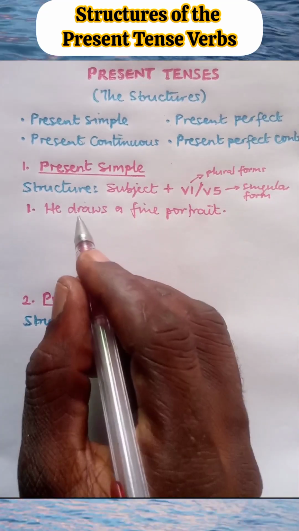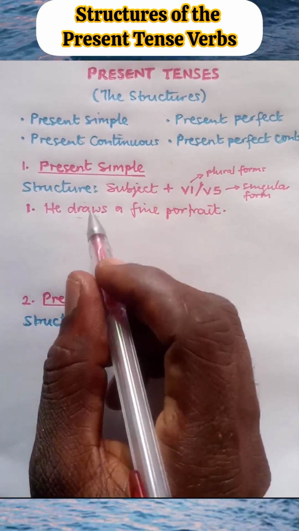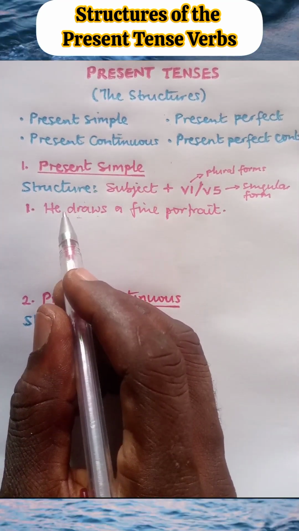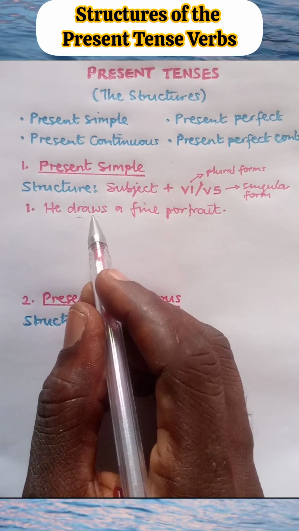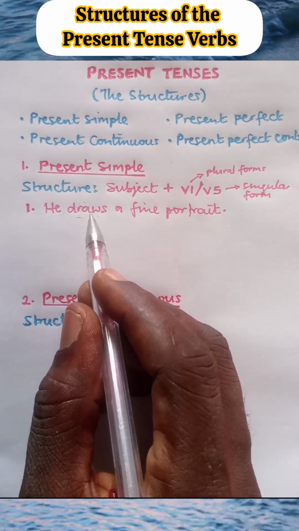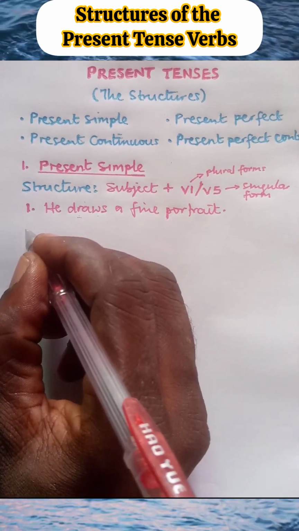Now, draws is a verb 5. It forms the present simple without the assistance of any auxiliary. So the verb only needs to be either in the singular or plural form to form the present simple. Let's look at another example.